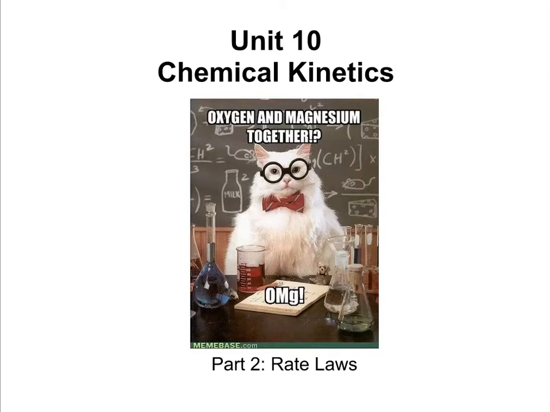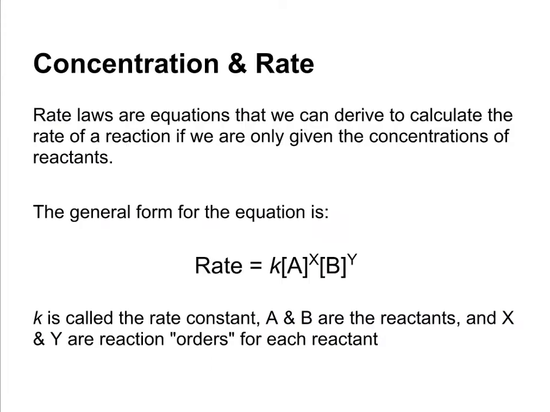Part 2 of Unit 10 is about rate laws. Rate laws are equations that we can derive to calculate the rate of a reaction if we're only given the concentration of the reactants. So this is where we start getting into some interesting math. The general form of a rate law equation is that rate is equal to lowercase k times A and B in brackets raised to the x and y power.